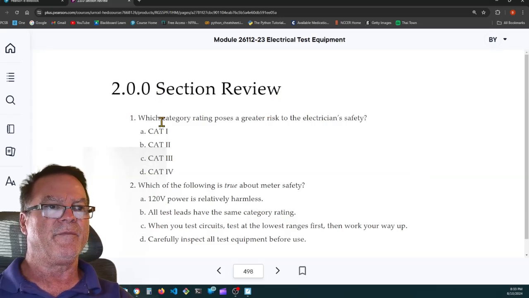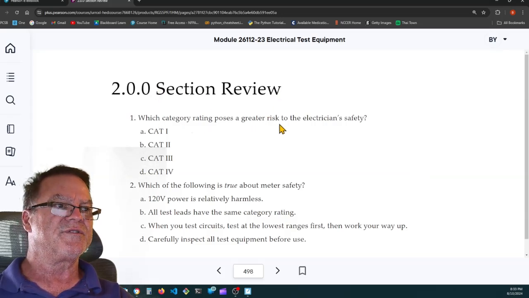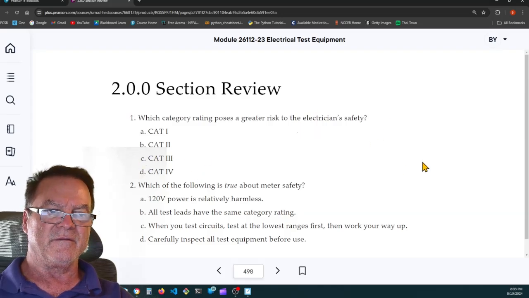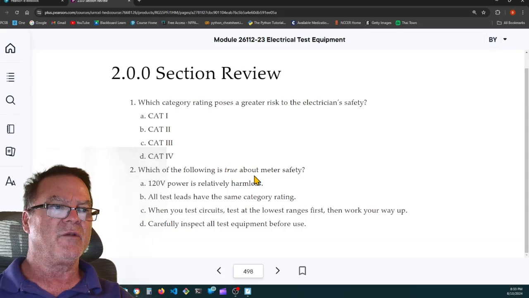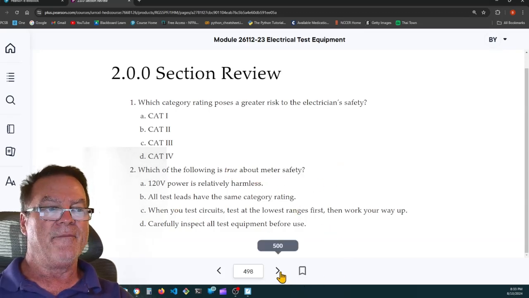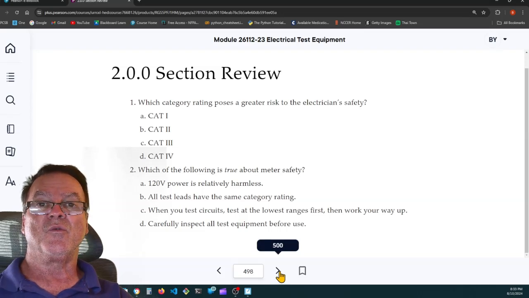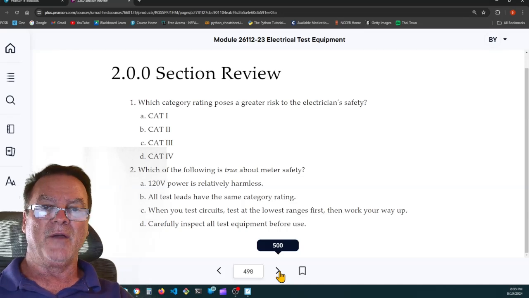2.0.0 Section Review. Which category rating poses a greater risk to the electrician's safety? A higher number. Which of the following is true about meter safety? I'll let you answer that one. This concludes 26112 Electrical Test Equipment. And with that, we have finished the Level 1 book.